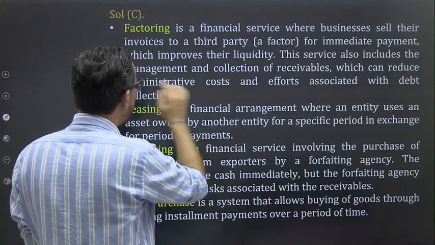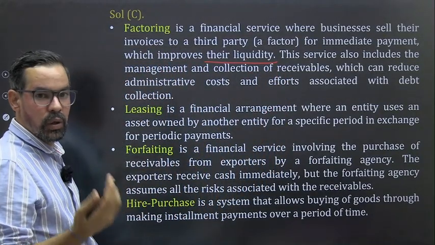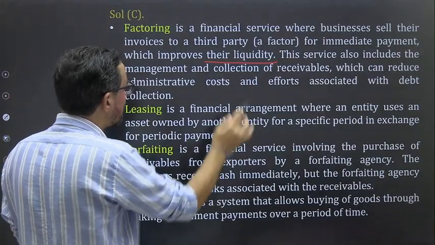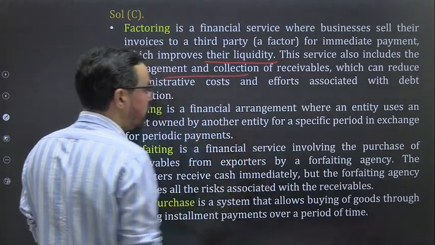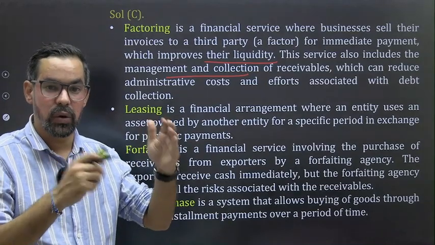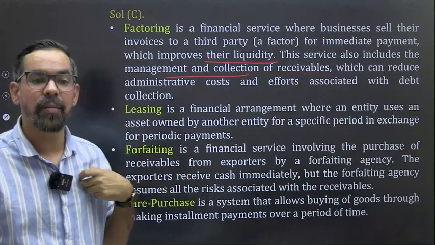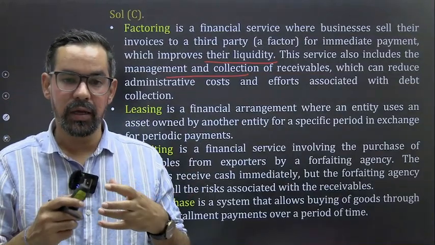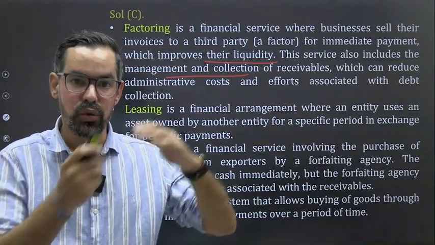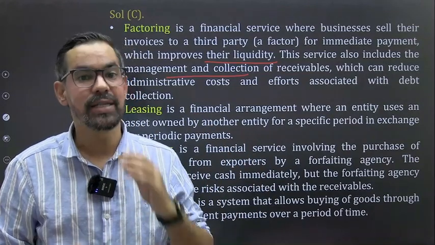So for immediate payment, which improves the liquidity, it is generally used by companies for working capital purposes, right? This service also includes the management and collection of bills. So basically that factor handles all the transactions or accounts or ledger of that particular trade itself. Leasing is where we are paying a kind of rent, we are using someone else's asset, that someone is known as lessor and we are generally known as lessee, right?